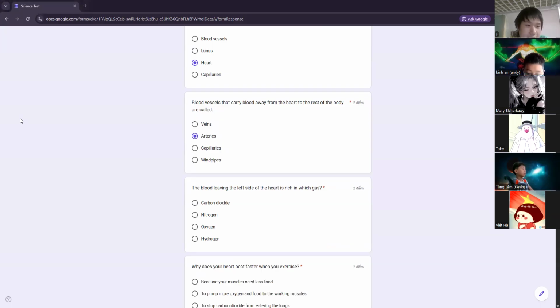All right. So in a heart, you would have a left side and a right side, of course, right? So can anybody tell me what gas the blood from the left side of the heart is rich in, knowing that the left side of the heart is way bigger than the right side? Can anybody tell me? Anyone? Would anybody like to answer or have a shot?